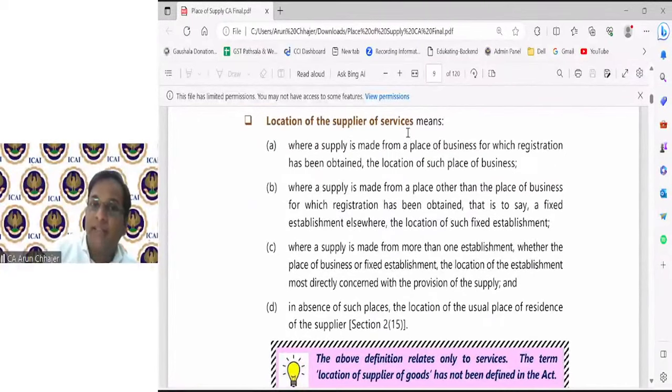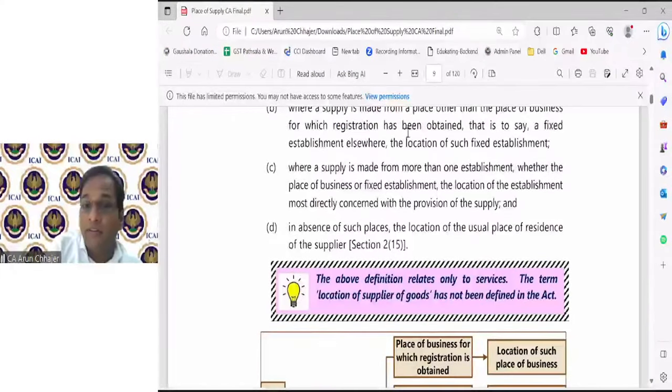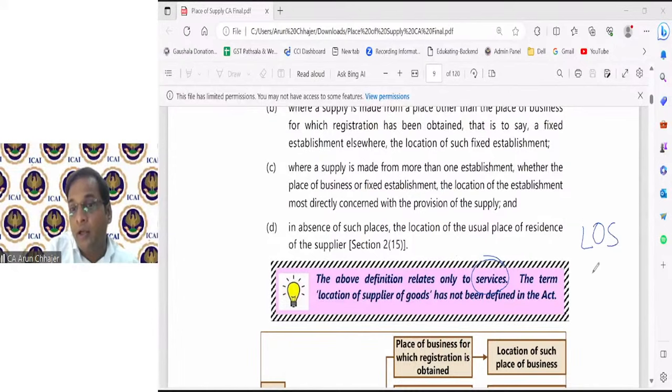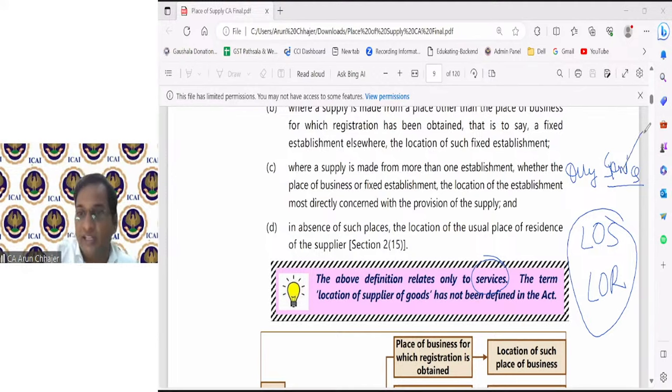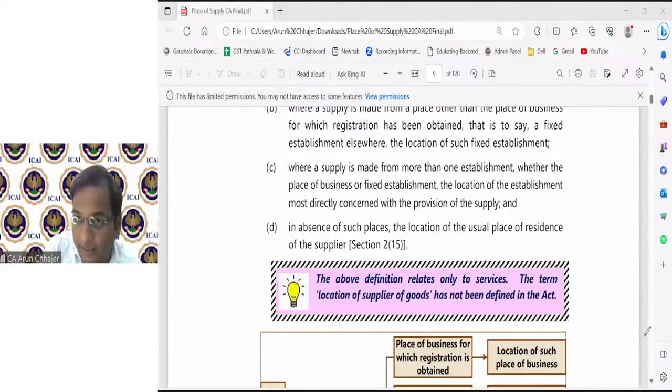And in the same pattern, they have defined the location of supplier. Please note, in the GST, location of supplier and location of recipient have been defined only for services. If it is a goods transaction, it is not defined. For goods, the location of supplier and location of recipient has not been defined in the GST.